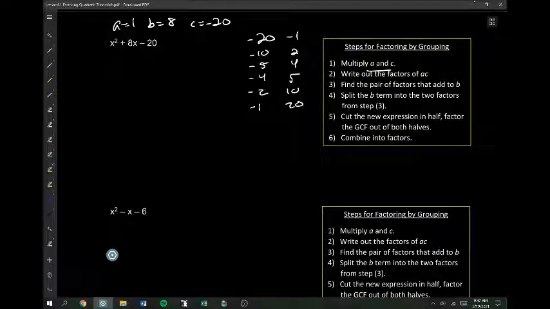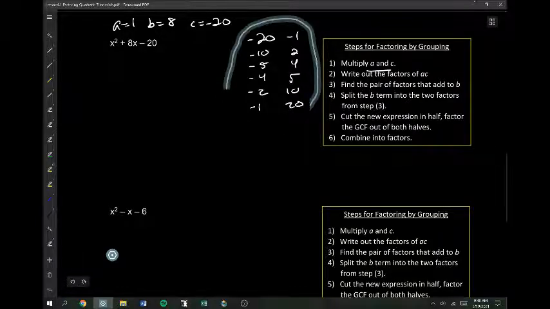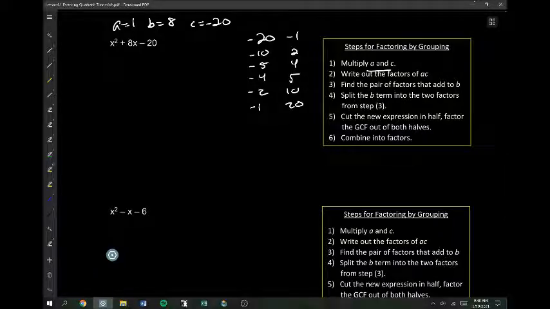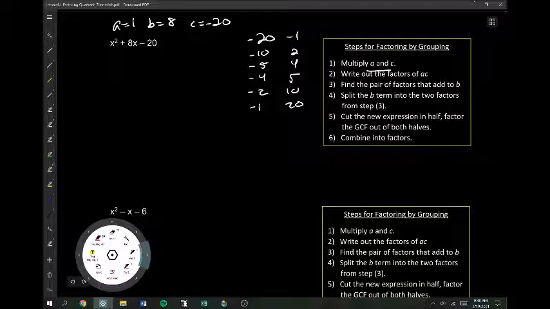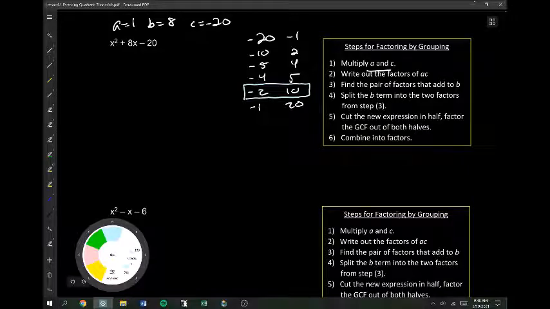In our next lesson, I'll talk about how to do these factors in a systematic, clear fashion to make sure you don't miss any. But for now, I'll let you kind of just play with that on your own. I want to find the pair of factors that add up to positive 8. That's this pair right here. Negative 2 plus 10 is positive 8. So I'm going to split this up into x squared minus 2x plus 10x minus 20.